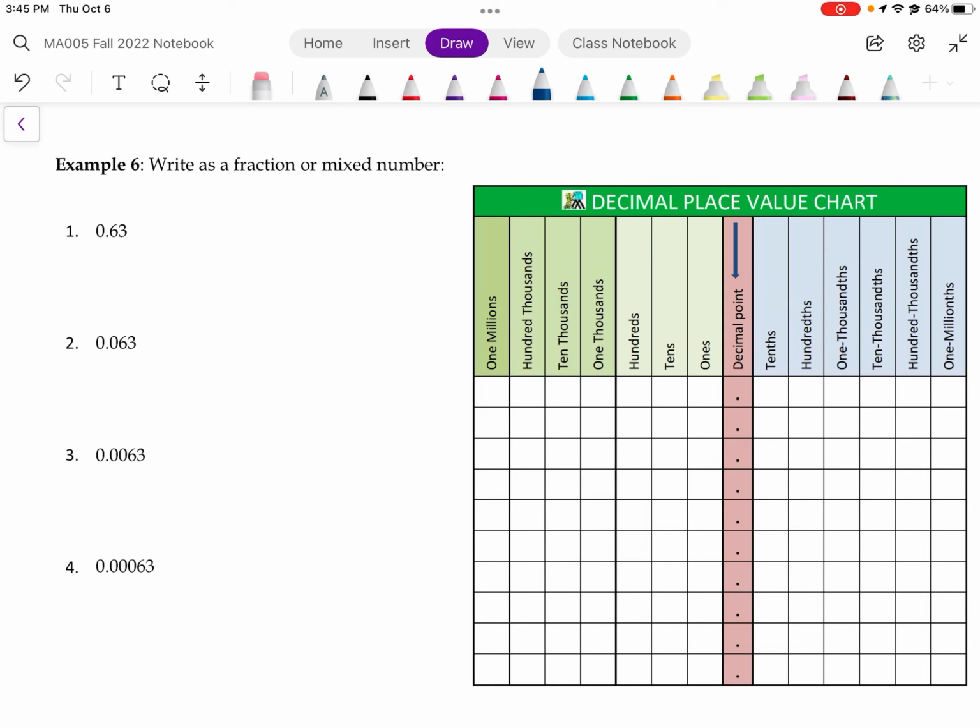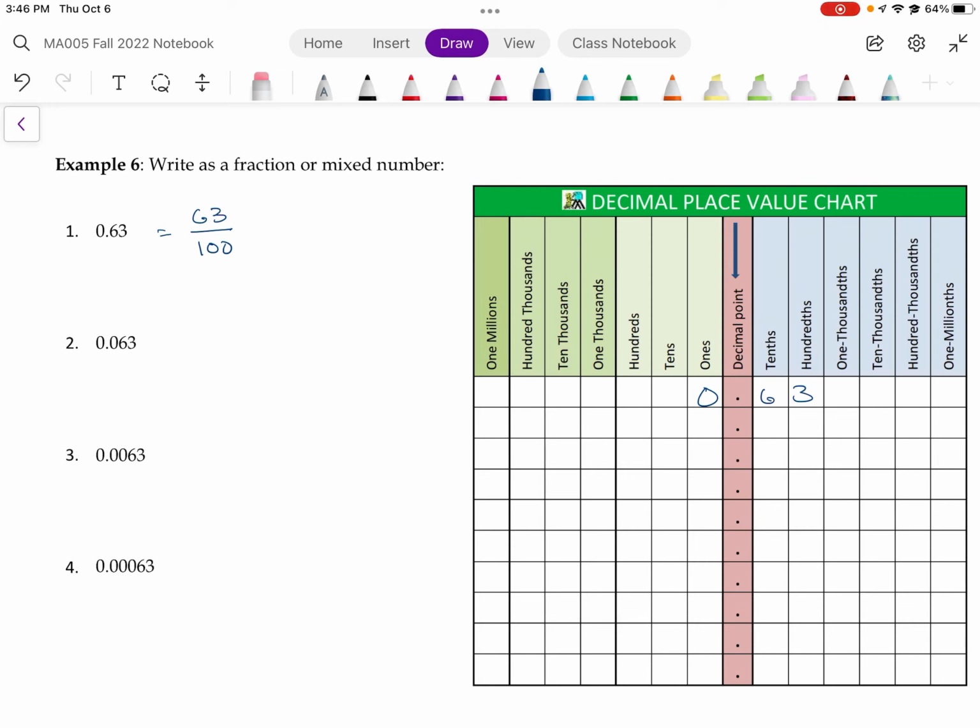Okay, so 0.63. We're supposed to write this as a fraction or a mixed number. So this is not going to be a mixed number because it starts with 0 and it ends in the hundredths. So this is 63 100ths.